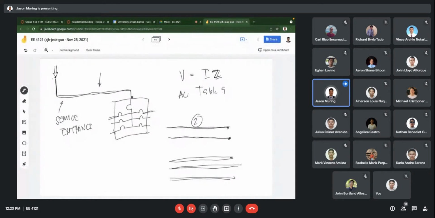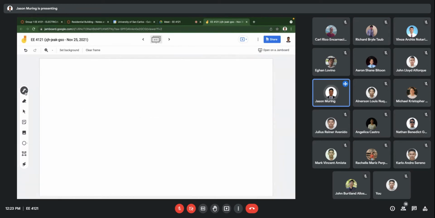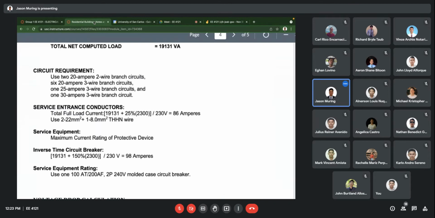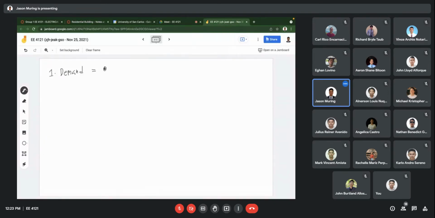Because this is single phase now, we focus on this one. So start with this one. First, you have to determine the demand. In our case, we already have determined the demand for this dwelling unit, so that is 86 amperes.